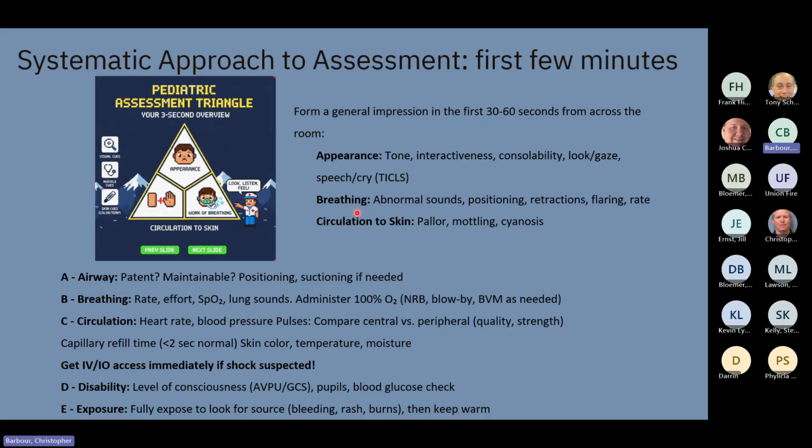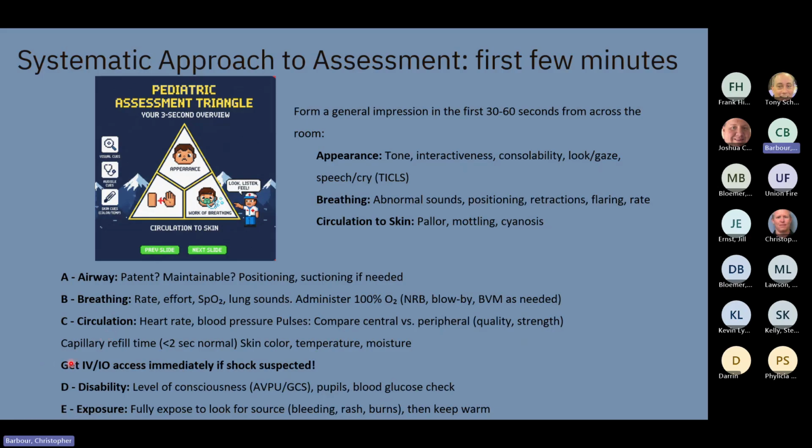When it comes to our breathing and our skin color, those sometimes you may need to investigate a little more. If you have a patient who's in anaphylaxis, you may need to remove their clothes so that you can actually see any type of rash. Again, your ABCDE.